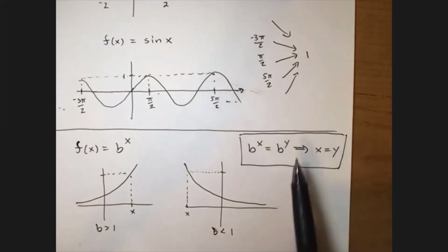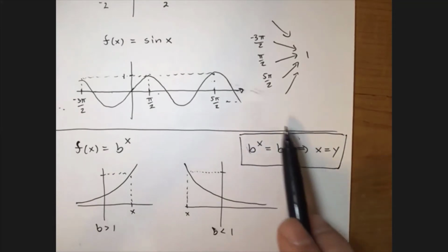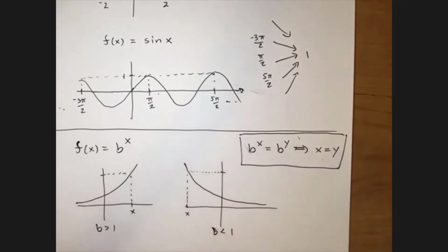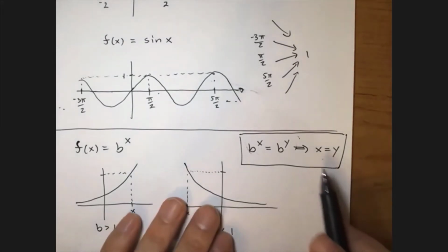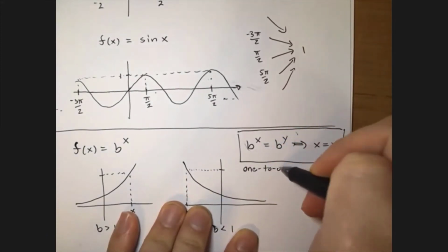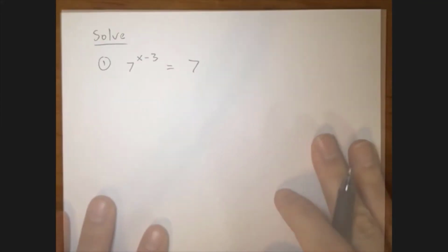And so this will allow us to solve equations that look like this. We can solve an equation that looks like this by using this property and writing down a simpler equation. Okay, so let's take a look at some examples where we use this property. The book calls this the 1-to-1 property. So let's take a look at some examples where we have to solve equations using the 1-to-1 property.